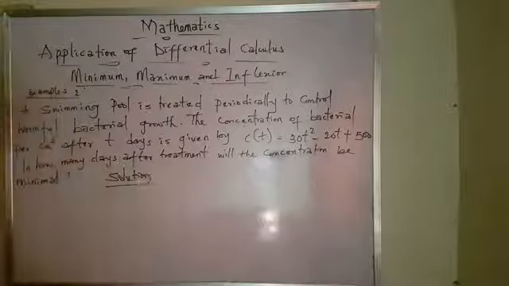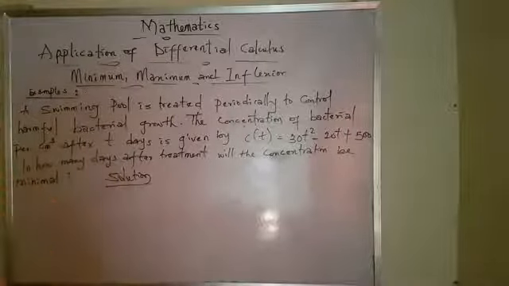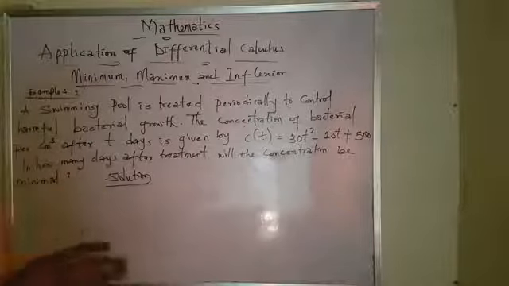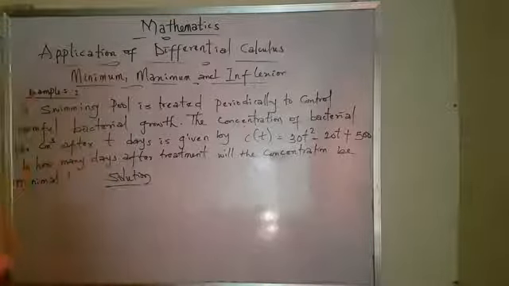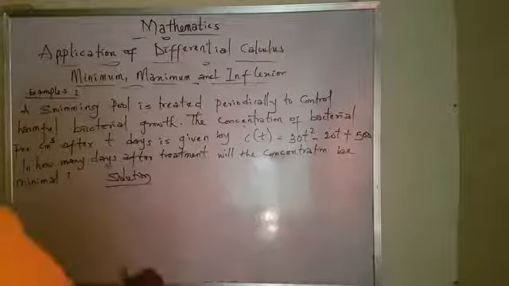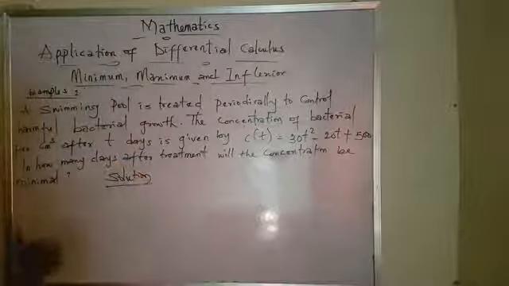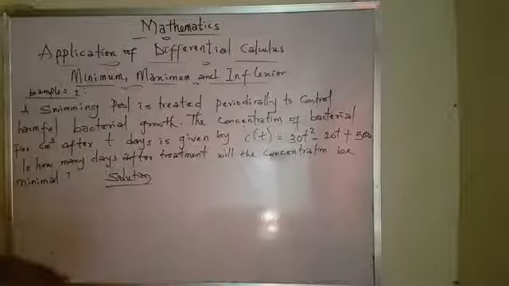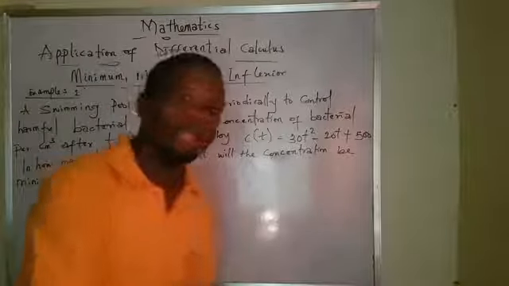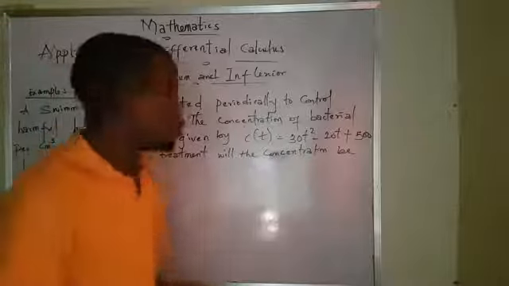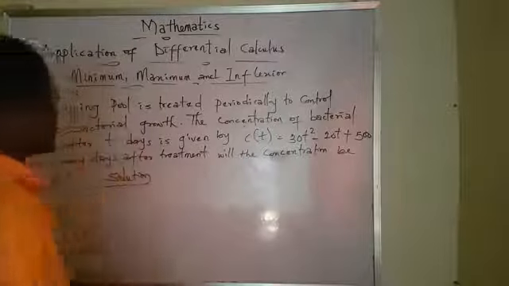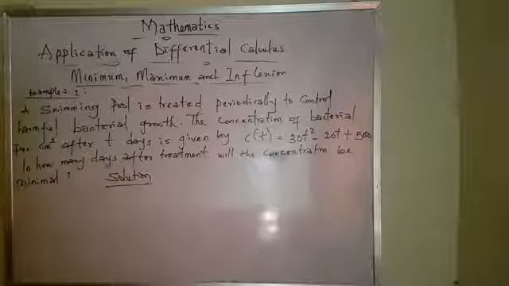So that's why this aspect of differential calculus is known as the application of differential calculus. This is one of the things we apply differentiation to solve. It says the swimming pool is treated periodically to control harmful bacterial growth. The concentration of bacteria per cm cube after T days is given by C of T is equal to this, which implies that C is the dependent variable, T, of course, is the independent variable. In how many days after treatment will the concentration be minimal?